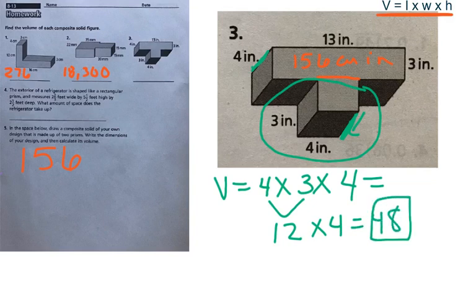We take our 48 here, and we're going to add it to our 156. And 8 plus 6 is equal to 14. Put down your 4 and carry your 1. 5 plus 4 is 9, plus 1 more is 10. Put down your 0, carry your 1. 1 plus 1 is 2. So we have 204 cubic inches for number 3.